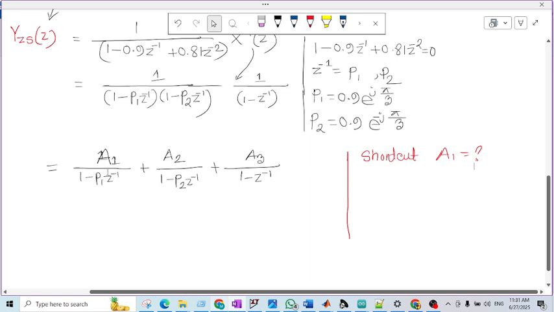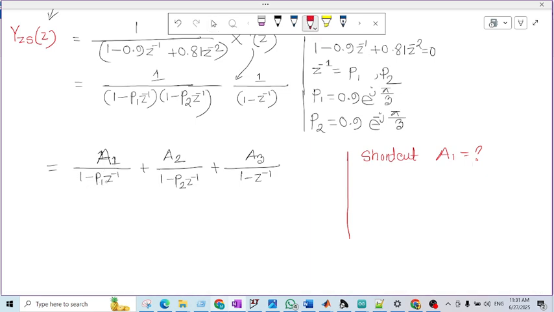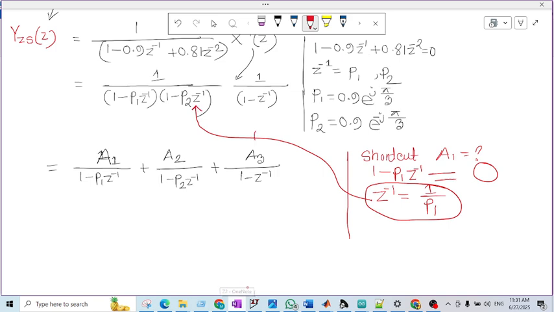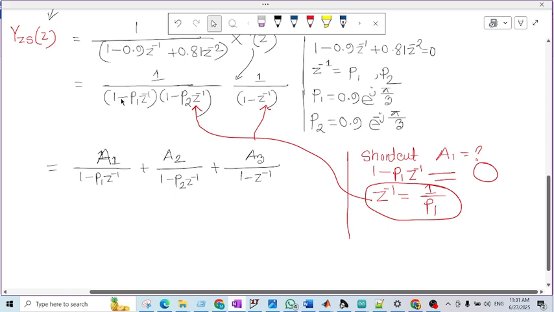At the value of a1, you have 1 minus p1 z inverse 1, and take this equal to 0, and if you do so, you will get the value z inverse 1 is equal to 1 by p1. So now you have to put this value here and also here, but don't put this value here, because if you do this, then 1 minus p1 z inverse 1 is 0, so this term will become 0 and you will get an undefined result. So don't put this here, you have to put this here and here.